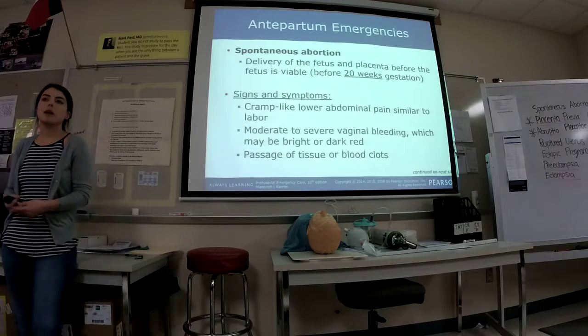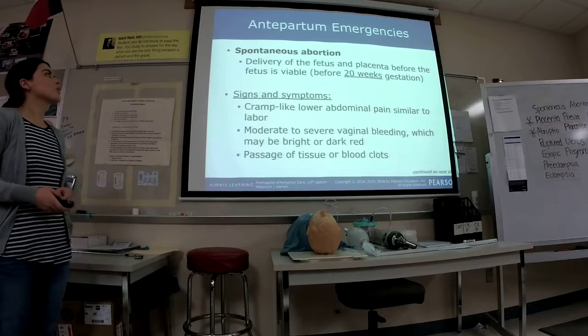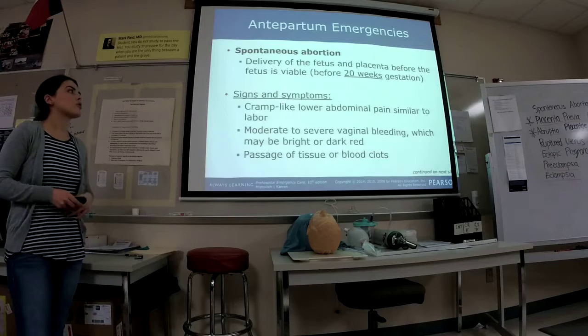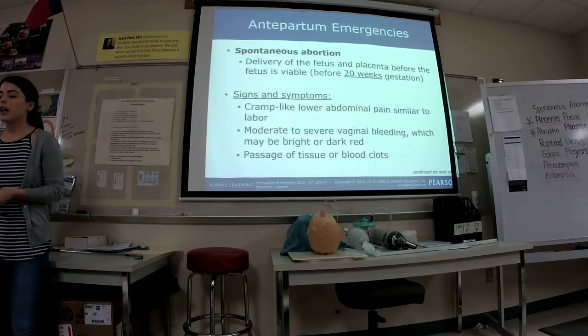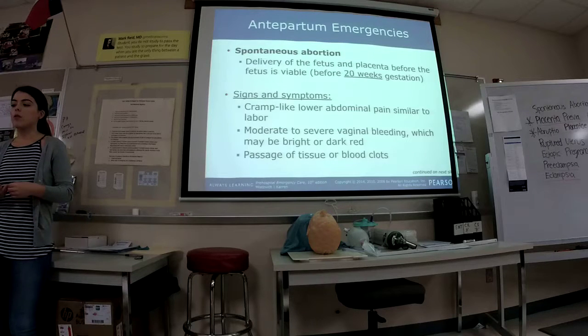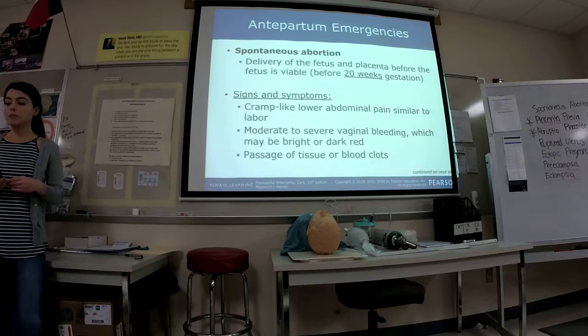Alright, so now we're going to talk about what can go wrong during a pregnancy or a delivery. The first one is a spontaneous abortion, which is another word for a miscarriage. This is delivery of the fetus before it's viable, which is around 20 weeks of gestation.